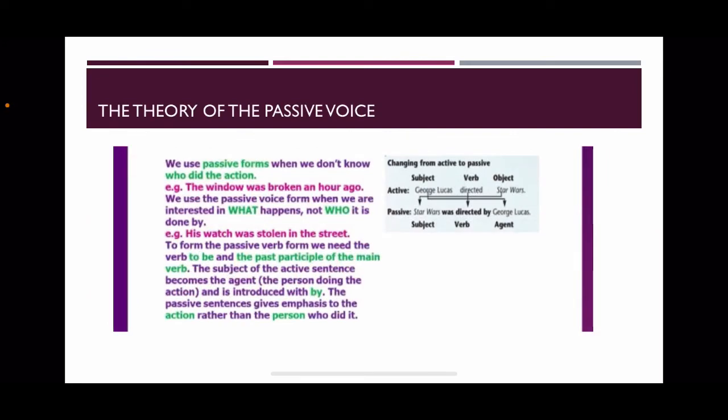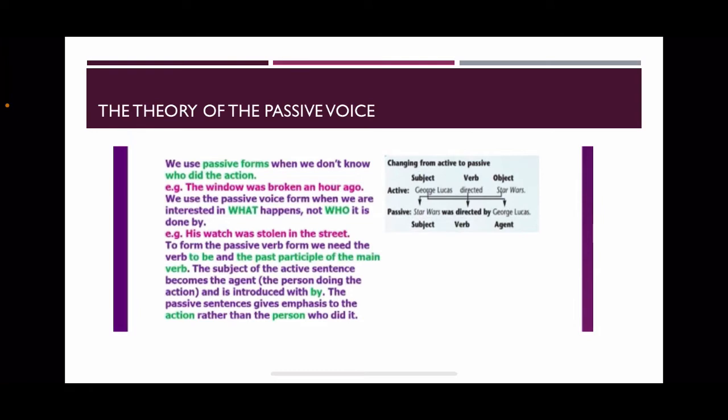Now, look at the theory of the passive voice. We use passive form when we don't know who did the action. For example, the window was broken an hour ago. We use the passive voice form when we are interested in what happens, not who it is done by. For example, his watch was stolen in the street.